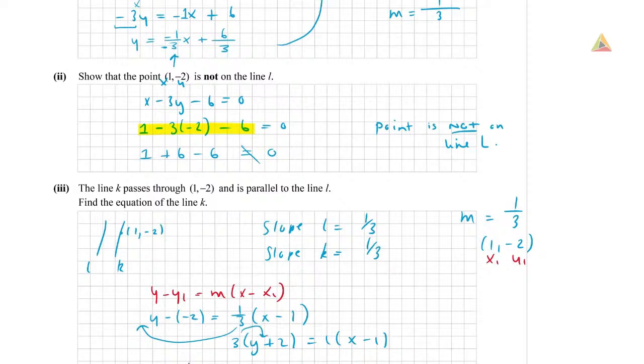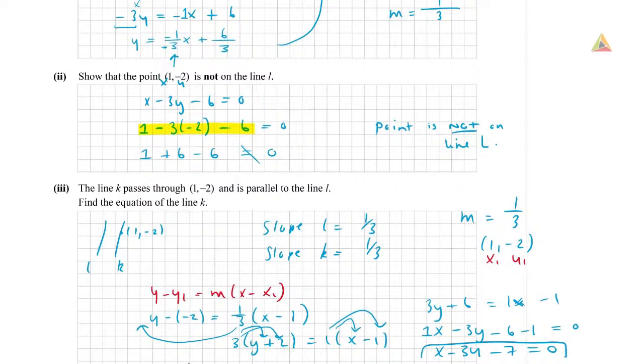3 by y is 3y. 3 by 2 is 6. 1 by x is 1x. And then 1 by minus 1 is minus 1. So then what you're going to do is bring everything to one side. So x, or 1x, minus 3y minus 6 minus 1 equals 0. And that's going to give us x minus 3y minus 7 equals 0.